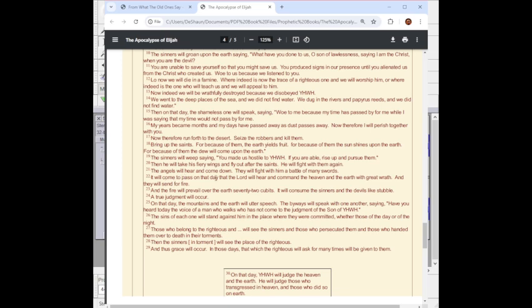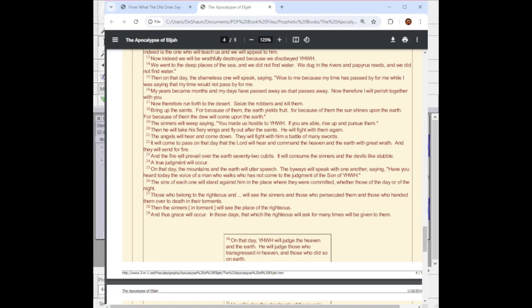It will come to pass on that day that the Most High will hear and allow the heaven and earth to go through its great wrath. Allow the destroyer of the Gentiles. All right? And that is that fire. All right, the earth is going to be purged by fire this time, and that's the destroyer of the Gentiles. And the fire will prevail over the earth 72 cubits, okay? It will consume the sinners and the devils like stubble. A true judgment will occur, all right?